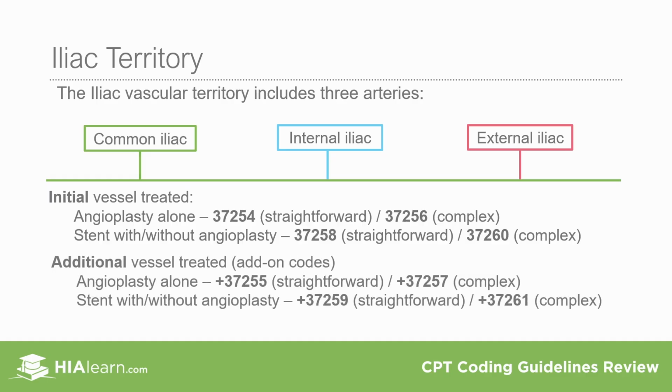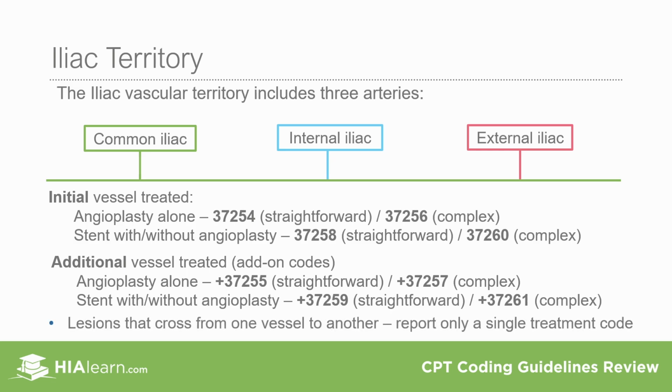Angioplasty alone or stent placement with or without angioplasty in additional vessels are reported with add-on codes. Codes 37255 or 37259 are assigned for treatment of straightforward lesions, and codes 37257 or 37261 are assigned when complex lesions are treated. Lesions that cross from one vessel in the iliac territory to another vessel in the iliac territory are reported with only a single treatment code for an initial vessel. You may notice that there are no codes referenced for atherectomy procedures in the iliac vascular territory.